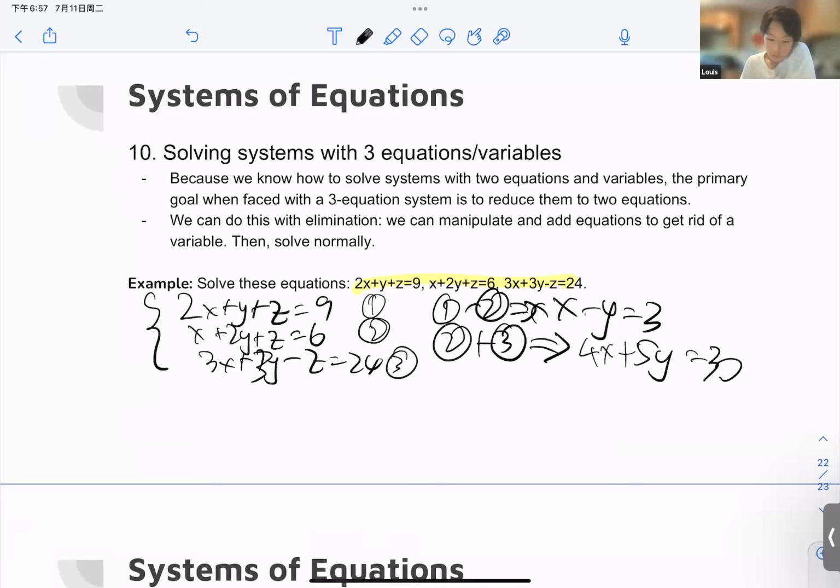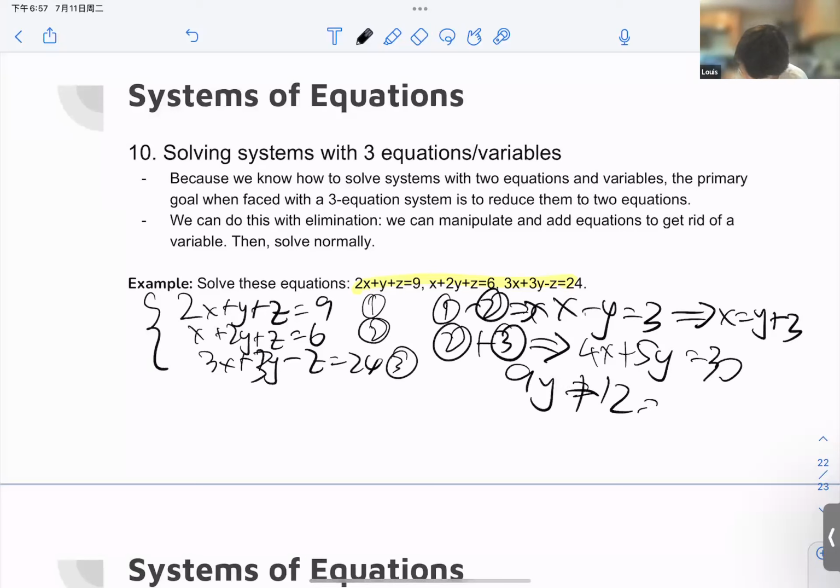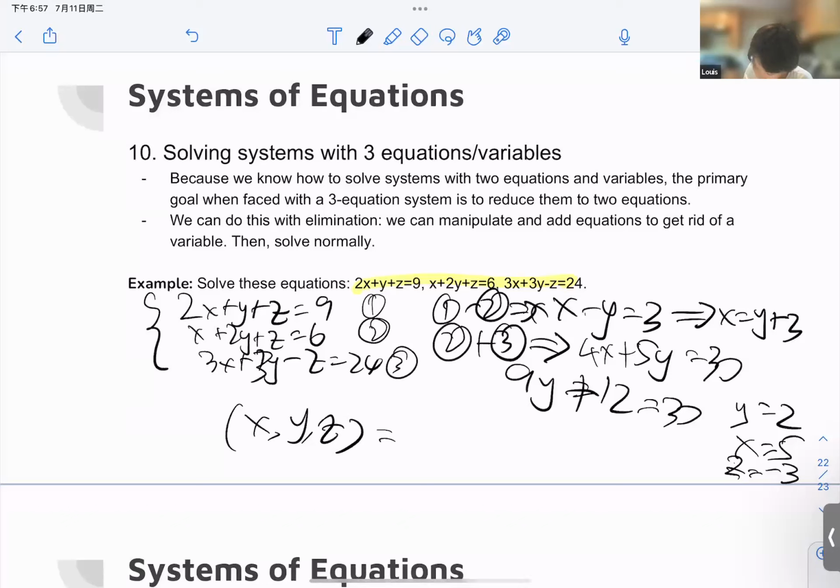So for this problem, we can just use substitution. This gives us x equals y plus 3. So 9y plus 12 equals 30. So y equals 2. And then this gives us x equals 5. And z equals negative 3. So we have that x, y, z equals 5, 2, negative 3.